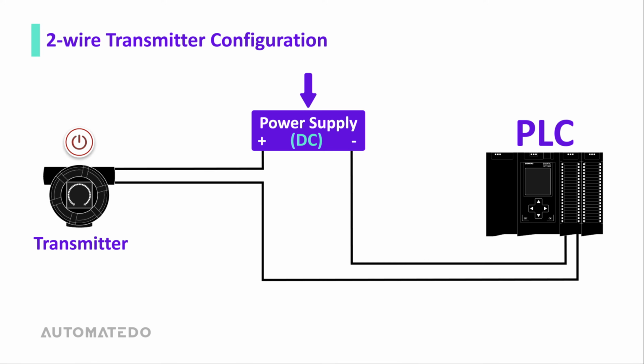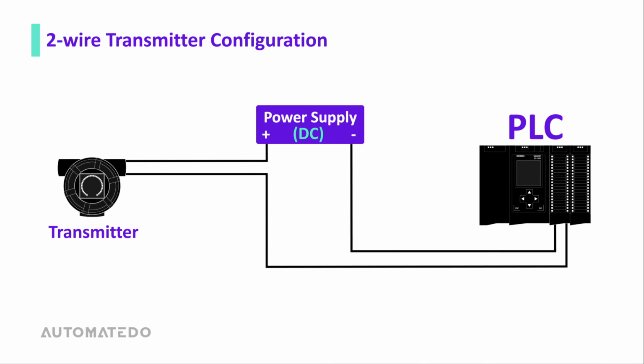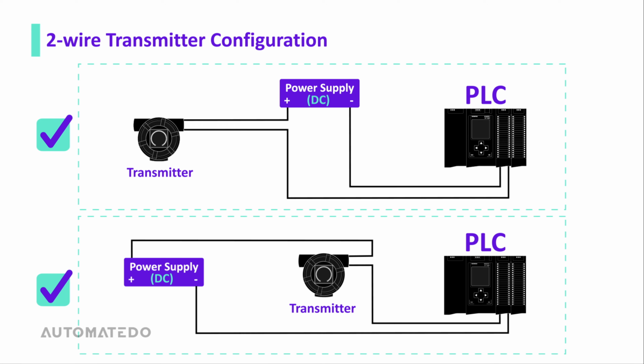A low-voltage DC power supply, usually 24 volts, is used to power the 2-wire transmitter in this current loop. But how is that possible? The 2-wire transmitter steals its power from the 4 to 20 milliamps current running through the loop. The transmitter uses some of that power to operate itself. It's a fantastic trick, don't you think? One important thing to mention here is that in the 2-wire current loop, it doesn't matter in what order you put the power supply, transmitter, and PLC.